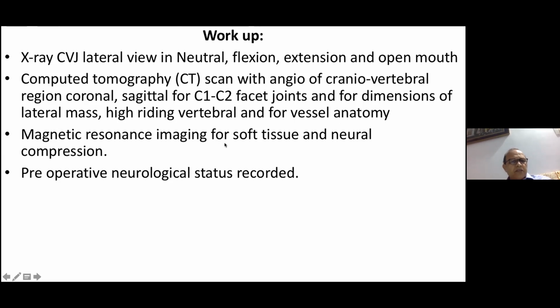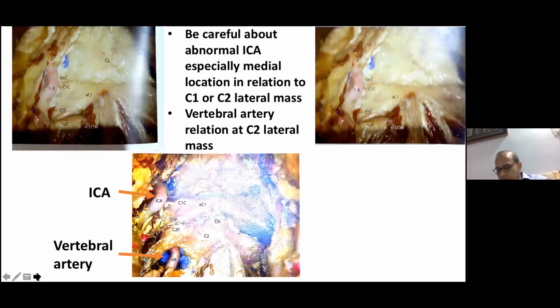MRI is the best investigation because it tells you about the soft tissue in a better way, the amount of neural compression as compared to CT scan. And obviously, one needs to know the neurological status and the respiratory condition. If the preoperative respiratory reserve is poor, then you have to go for good physiotherapy before you take these cases. Otherwise, you will have a very stormy post-operative period.